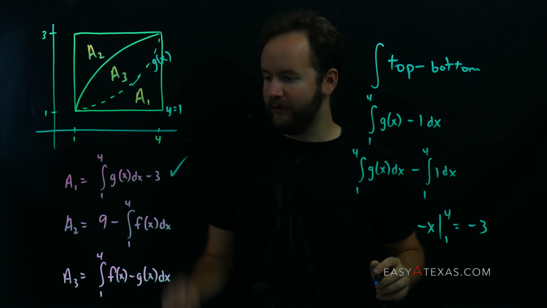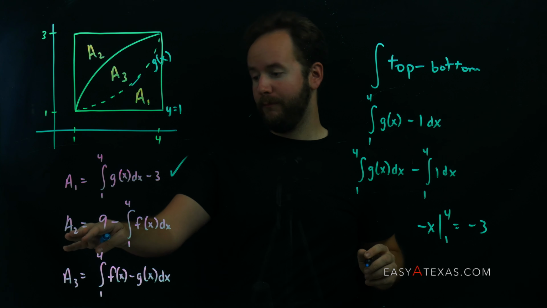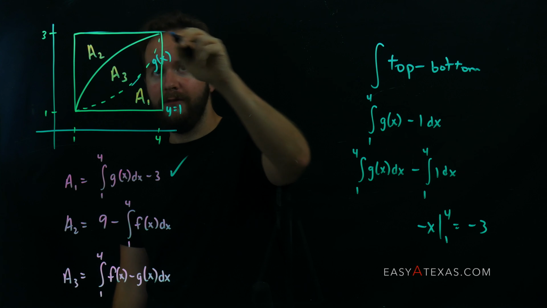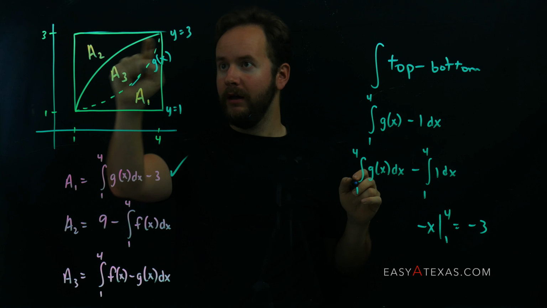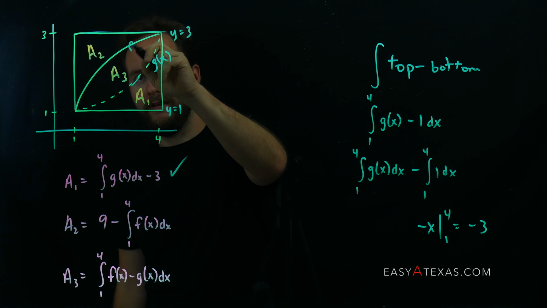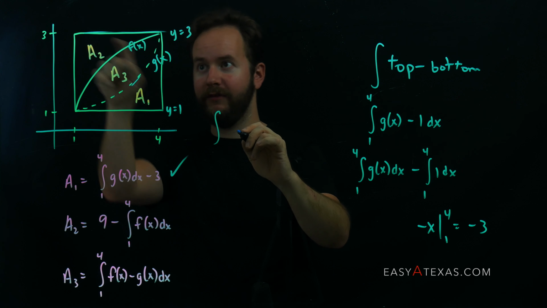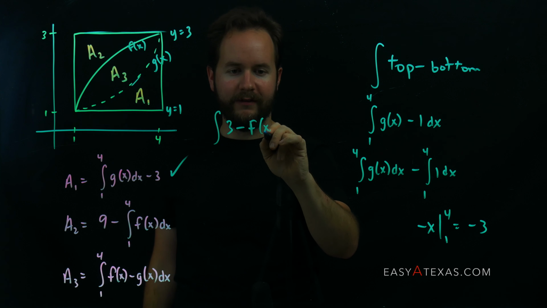Okay, how about A2? For A2, we have to figure out what two things are bounding the area given by A2. This is A2. The function above would be y equals 3, and the function bounding the area below is f of x. So this is f of x. In order to find that area, I'm going to say the integral of top, which is 3, minus bottom, which is f. So 3 minus f of x dx.